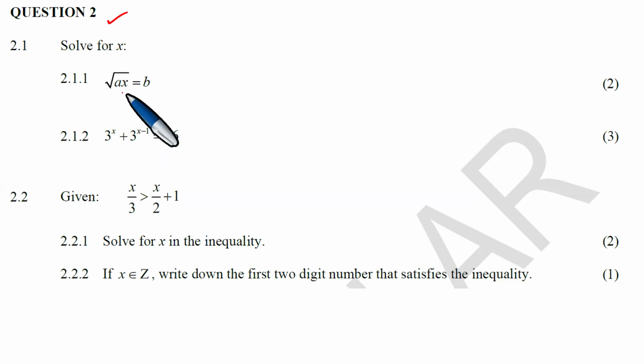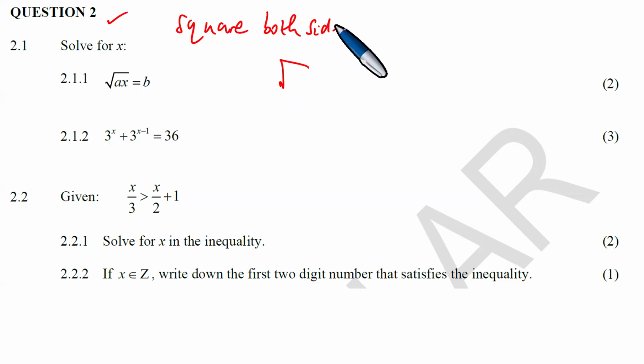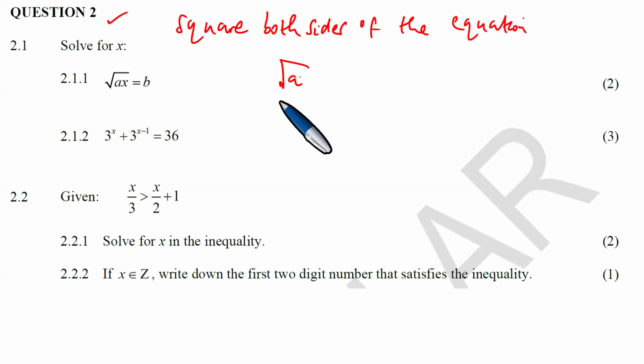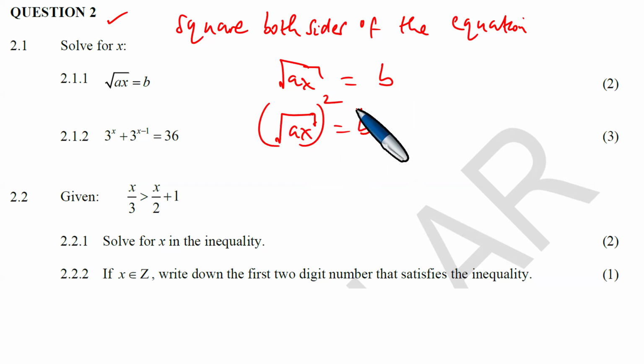If there's a big square root, you square both sides of the equation. So if you square both sides of the equation, you have the big square root like this, and it is equal to something. The first thing is to remove this big square root. That's like a big umbrella. So to remove the big square root, what you do is square on the left, square on the right.